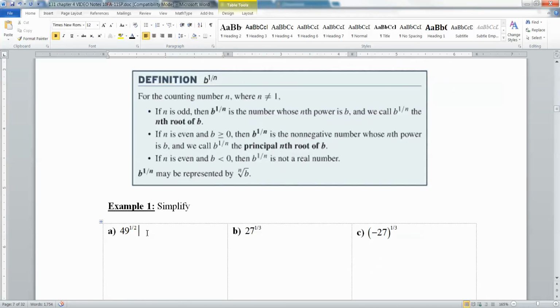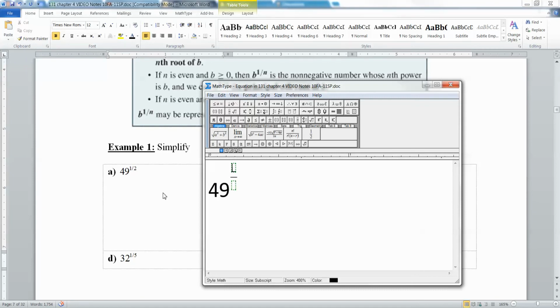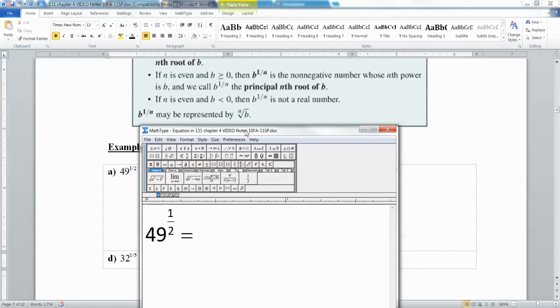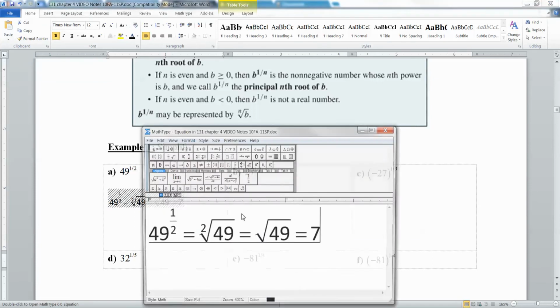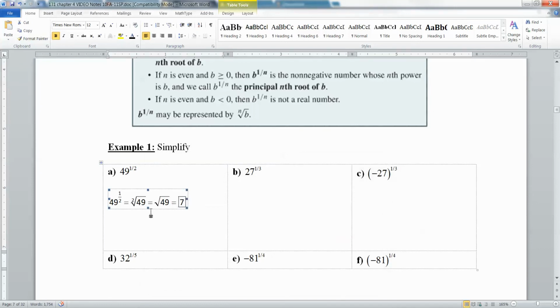So when you see 49 to the half, you could write that as, let me write it down here, 49 to the 1/2 is equal to, now according to that bottom part, I could rewrite that as the square root of 49. But we all know the square root of 49, which by the way you could also write without the little 2, is 7. Right? Remember your times tables? Because 7 times 7 is 49 in your times tables, that's why the square root of 49 is 7.